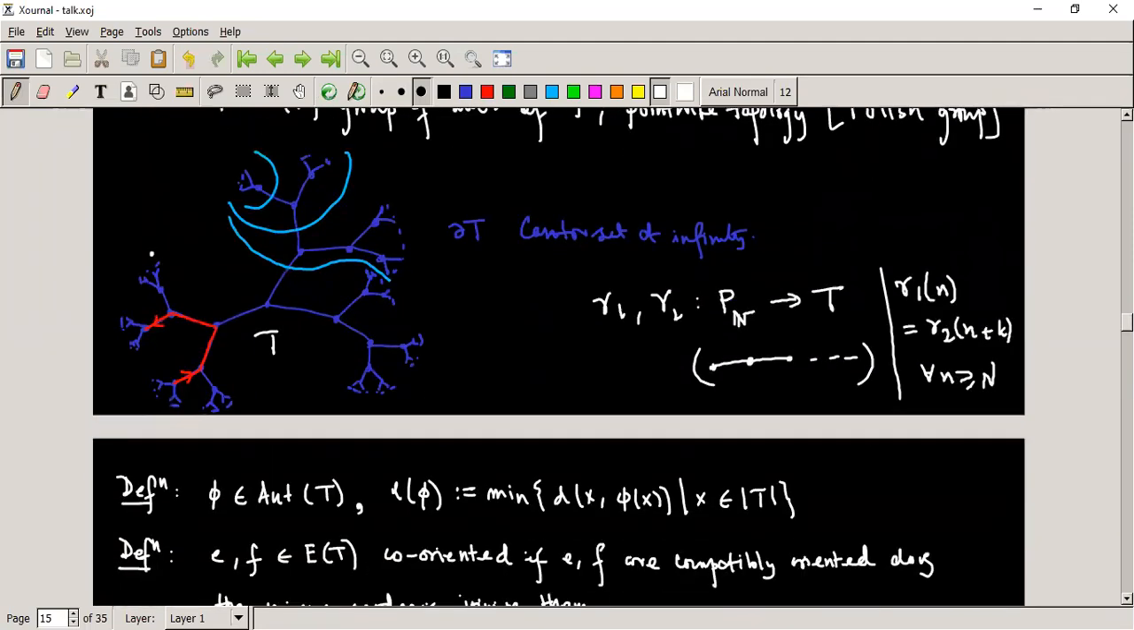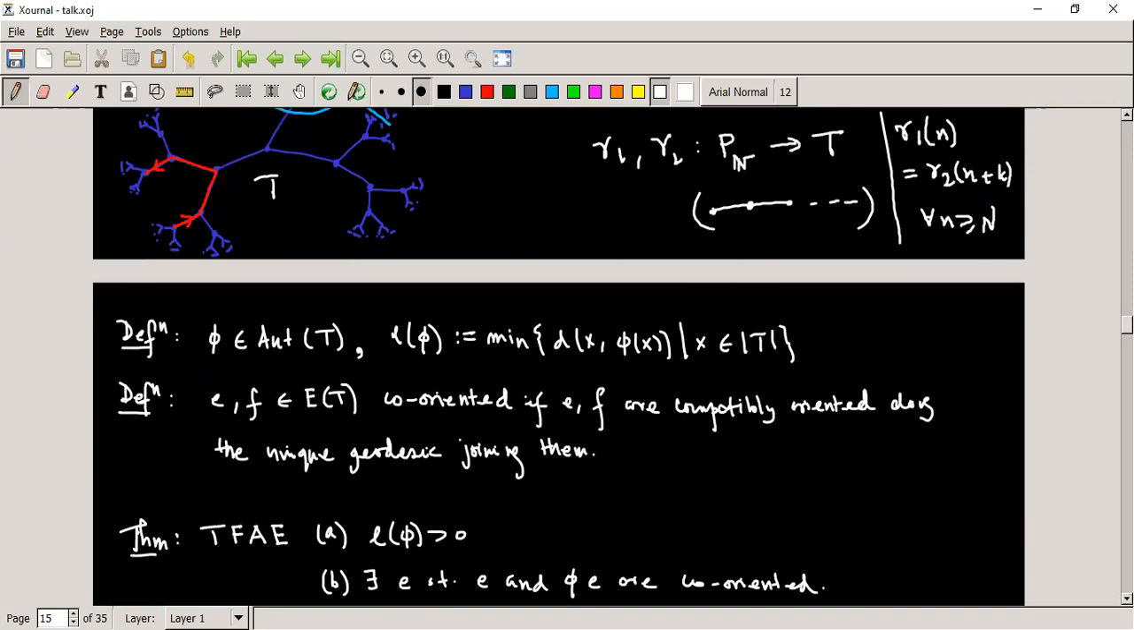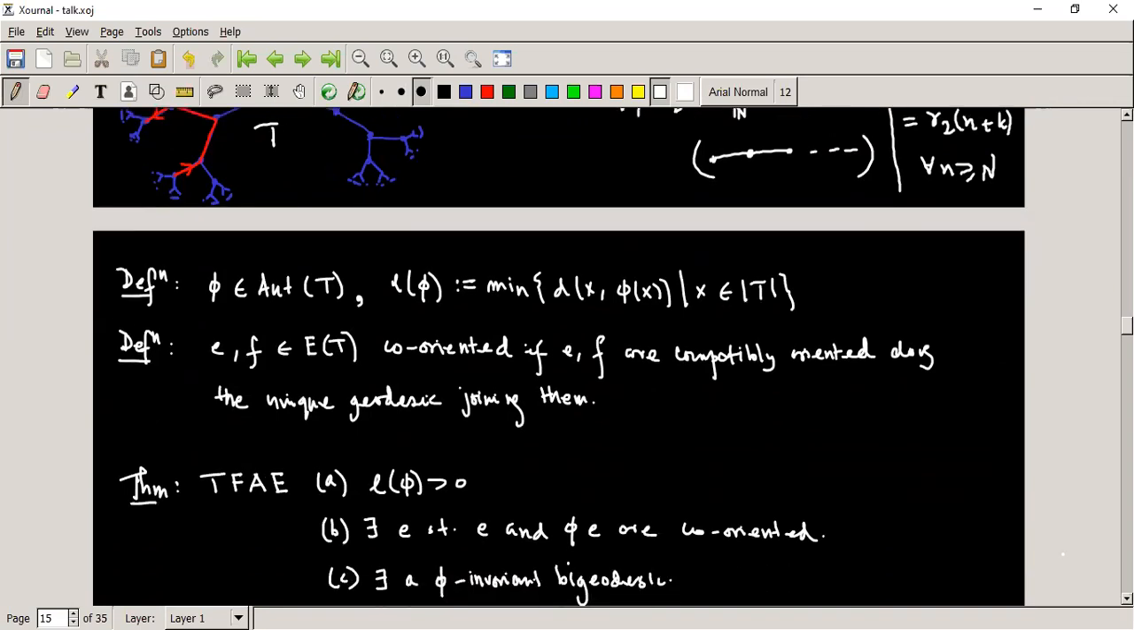I'll classify automorphisms instead. So what are the automorphisms of the tree? What do they look like? So there is a similar classification, like we saw in the hyperbolic plane. If you take any automorphism, let me give some definitions. Take any automorphism phi of T, define L of phi. L of phi is the minimum of d(x, phi x), where x varies over all points on the tree. By the tree, I really mean the geometric realization of the tree, yeah?